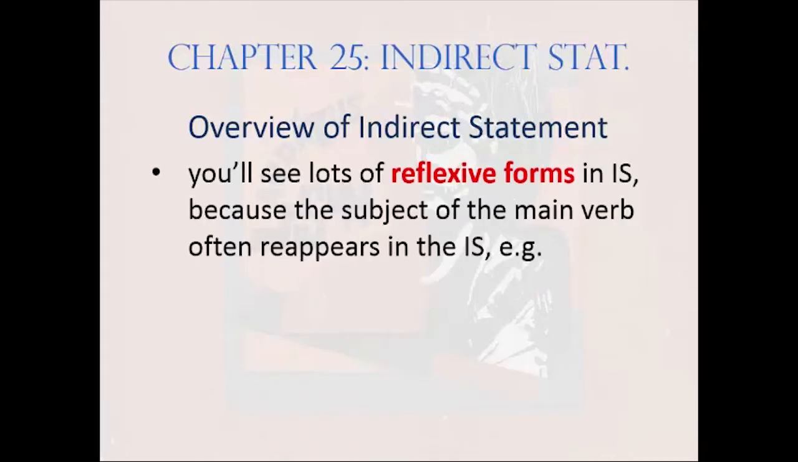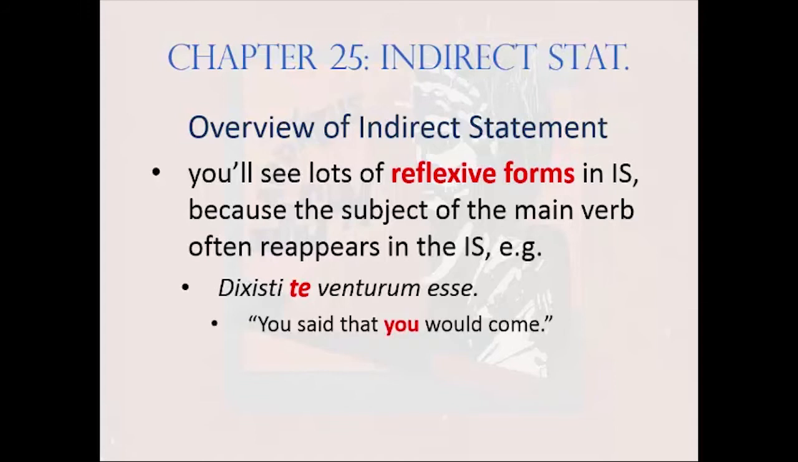Finally, you're going to see a lot of reflexive forms in indirect statement. It's one of their major uses, especially as the SIS, subject of indirect statement. So get ready for them. And remember, reflexives reflect nominative, not accusative subjects, or at least that's the rule. For example, dixisti te venturum esse. You said that you would come. The same you is doing the saying and future coming. So the second you, the one in indirect statement, is reflexive.